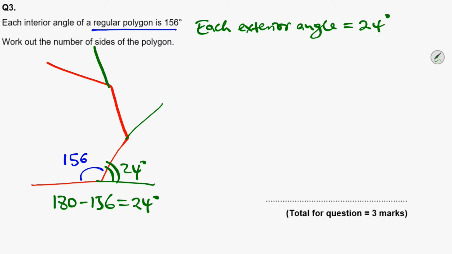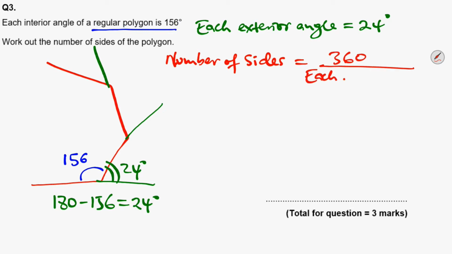Now we know that the number of sides of any regular polygon is equal to 360 divided by each exterior angle. Which implies that to find the number of sides for this polygon, we'll divide 360 by 24, and that will give us 15.